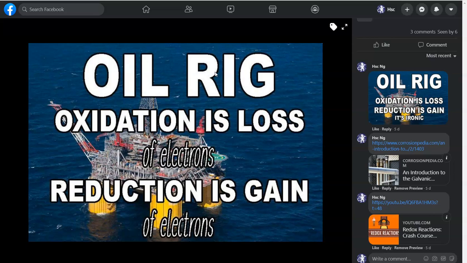The acronym, or the initialism, that people use is OIL RIG. They say that oxidization is loss, that's the OIL, and reduction is gain, that's the RIG. So oxidization is loss of electrons. Reduction is gain of electrons. Now, I like to point out that it's ironic. That will come back later.